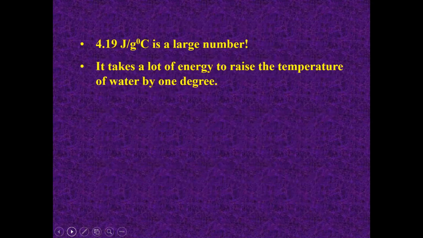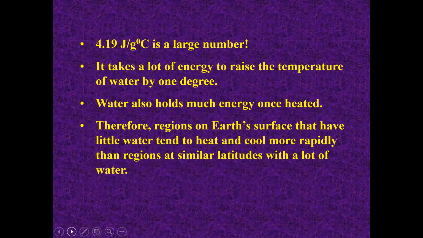So it's a large number. It takes a lot of energy to raise the temperature of water by 1 degree. Water also holds much energy once heated. So therefore, regions on Earth's surface that have little water tend to heat and cool more rapidly, deserts, than regions at similar latitudes with lots of water. So deserts get very hot during the day, very cold at night. Okay, there's no water to release all this energy at nighttime.